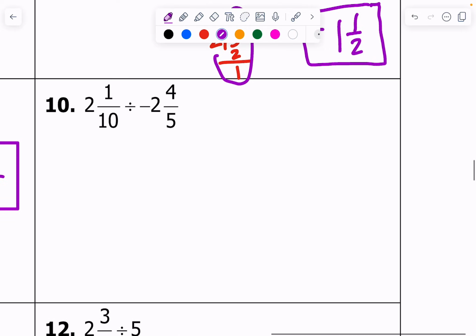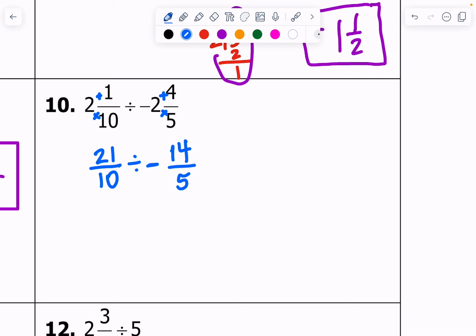All right, let's talk about this problem. If we have mixed numbers, we have to change them into improper fractions first. So 2 times 10 plus 1 is giving us 21 tenths divided by negative 2 times 5 plus 4 is giving us 14 fifths. Okay. Now we need to change this to multiply by the reciprocal. So we are going to multiply by the upside down fraction.